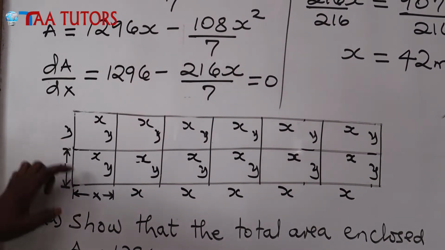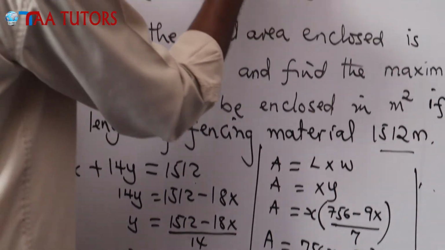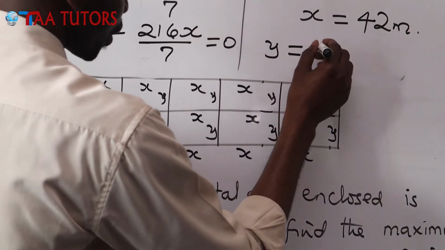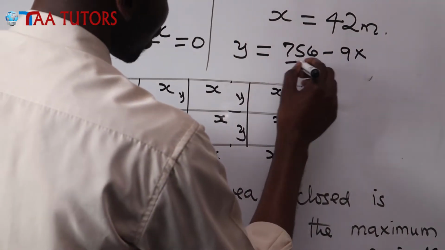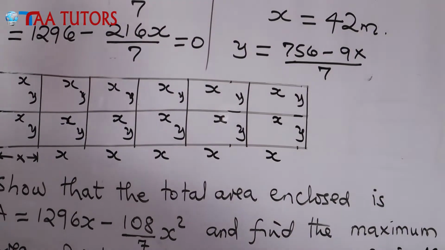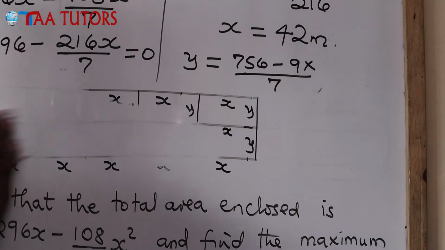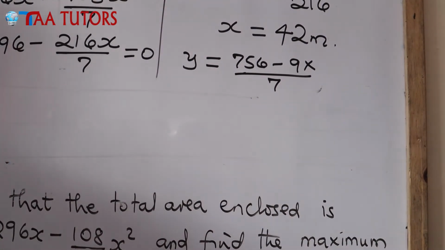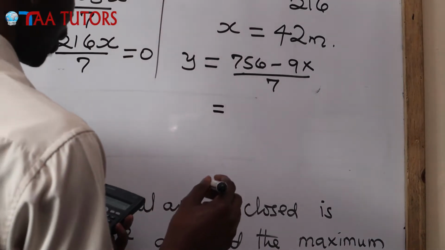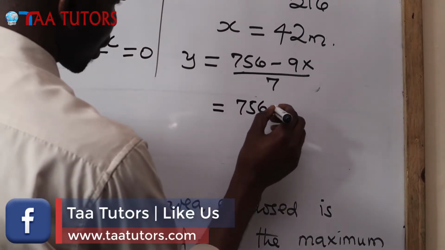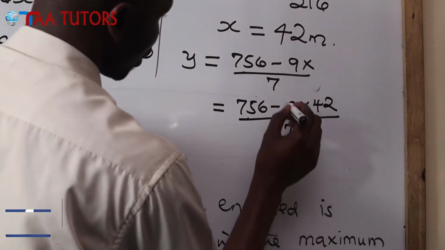Let's get the y, where we already have the expression for y, which is y equals 756 minus 9x divided by 7. So if you are to get the value of y, you'll say y equals 756 minus 9 times 42, everything divided by 7.